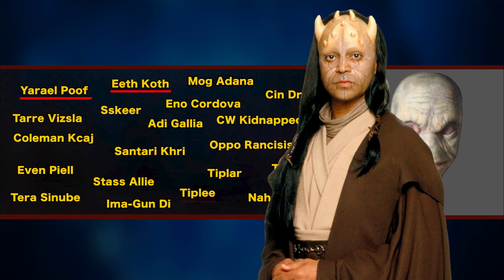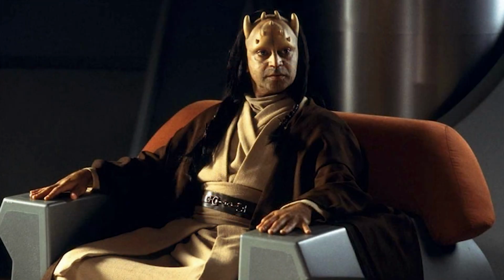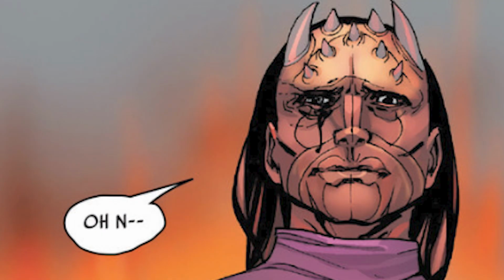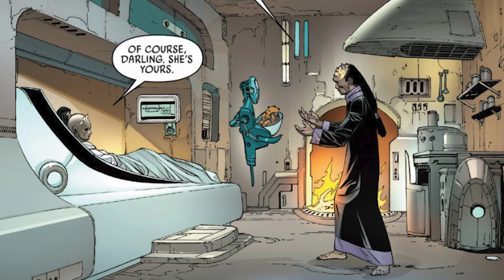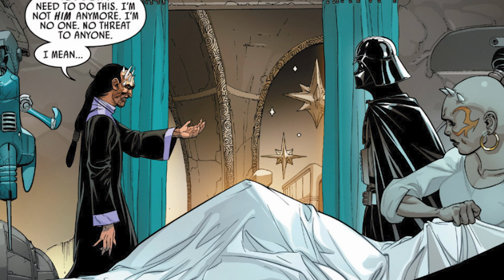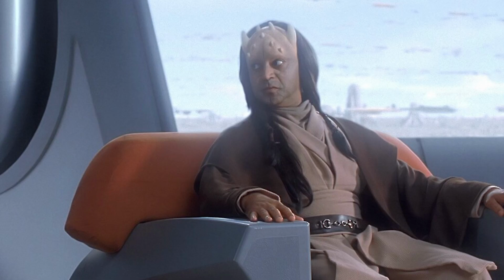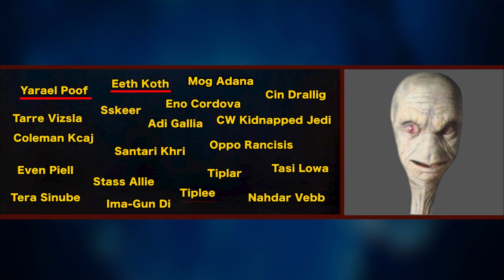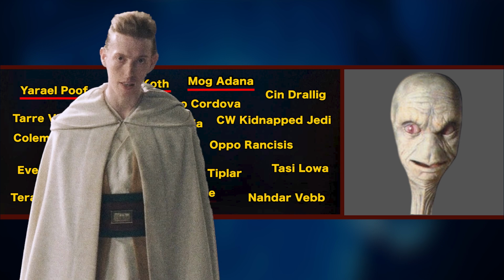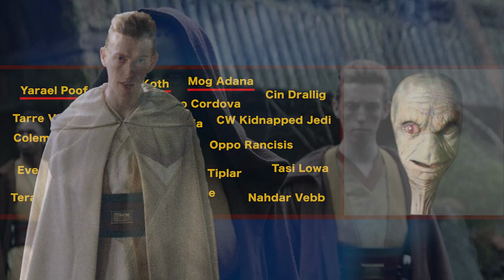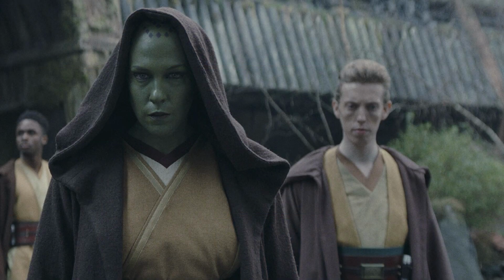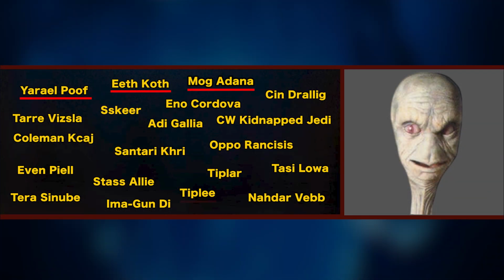Anyway, on to Eeth Koth. Eeth Koth was a Zabrak Jedi who sat on the Jedi High Council. He later left the Order and actually survived Order 66. He started a family and became a priest, but was later found and killed by Darth Vader. He first appeared in The Phantom Menace. Now there's Mogadana. Mogadana is a Jedi who we see interacting with Vernestra Rwoh a few times in The Acolyte.